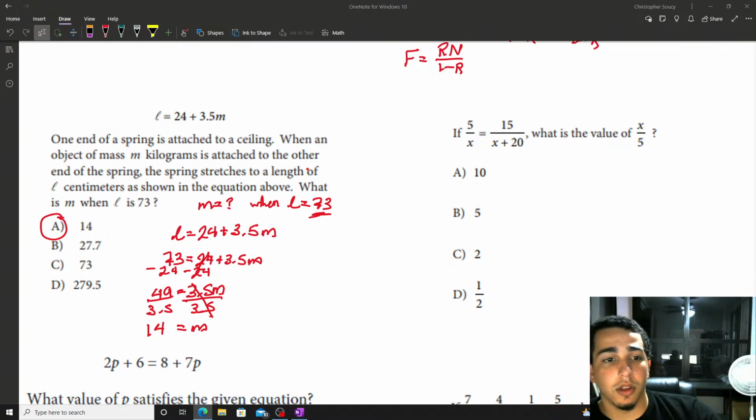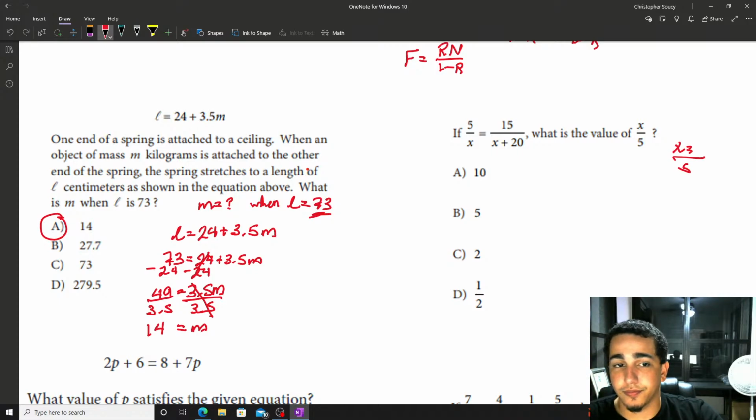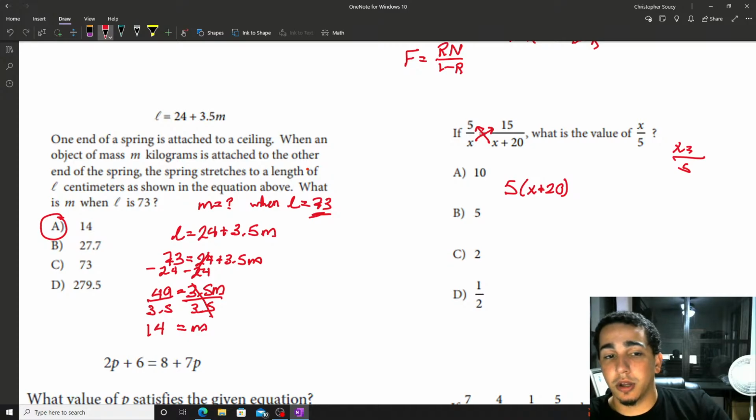Alright, so next we have if 5 over x equals 15 over x plus 20, what is the value of x over 5? So what we're going to do is find out what x is equal to, and then we're just going to divide it by 5. So what we have to do here, since we have a fraction equals another fraction, we're going to cross multiply. 5 times x plus 20, we have to make sure that the 5 is multiplying by both the x and the 20. So we're going to make sure of that by adding the parentheses.